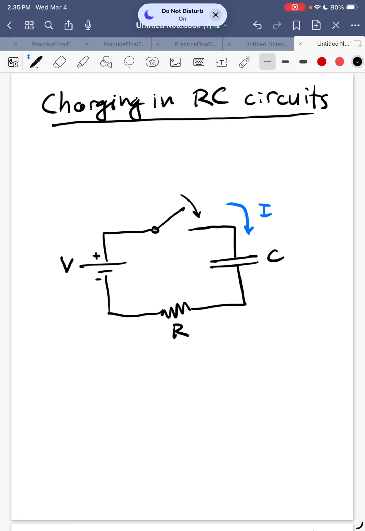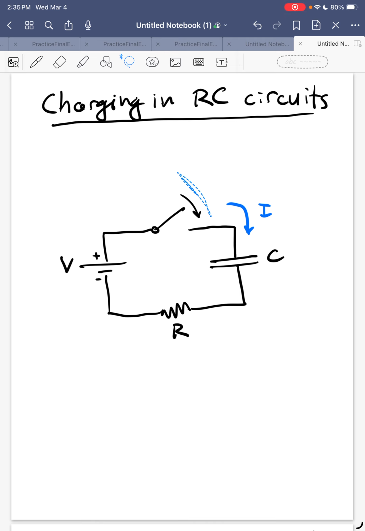So in this video, I'd like to show you how you can calculate what happens when you flip a switch and start to charge a capacitor in an RC circuit. So here's the diagram of what we're going to be looking at right here. We've got a battery, voltage V, we've got a resistor of R, and we've got a capacitor of C.